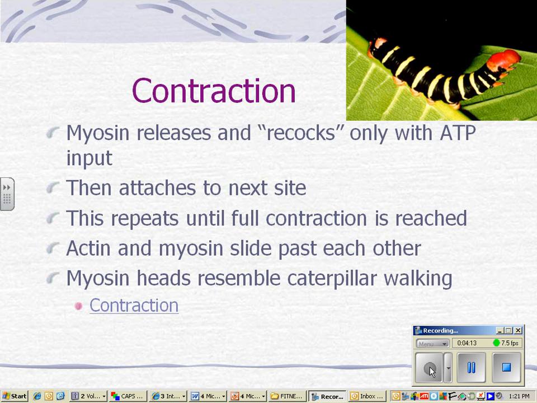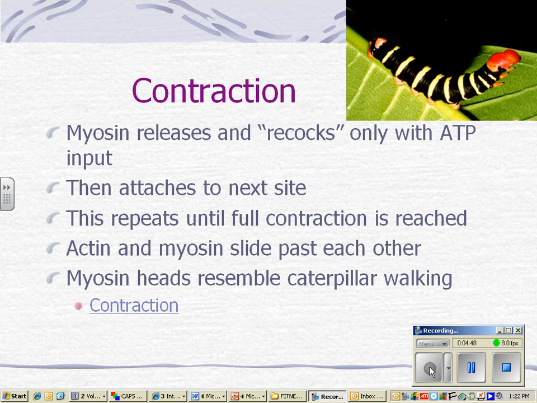All right. I'll just read this back to you because it's going to be a little bit confusing. Myosin releases and reattaches only with ATP. Then it attaches to the next site. It repeats until full contraction is reached. They slide past each other. Myosin heads resemble caterpillar walking. I'm not sure that you need to write that. But you think about how a caterpillar, if you've ever seen a caterpillar walk along a leaf, this leg is moving, then this leg is catching up, kind of, I don't know, these don't all move together, is the idea.